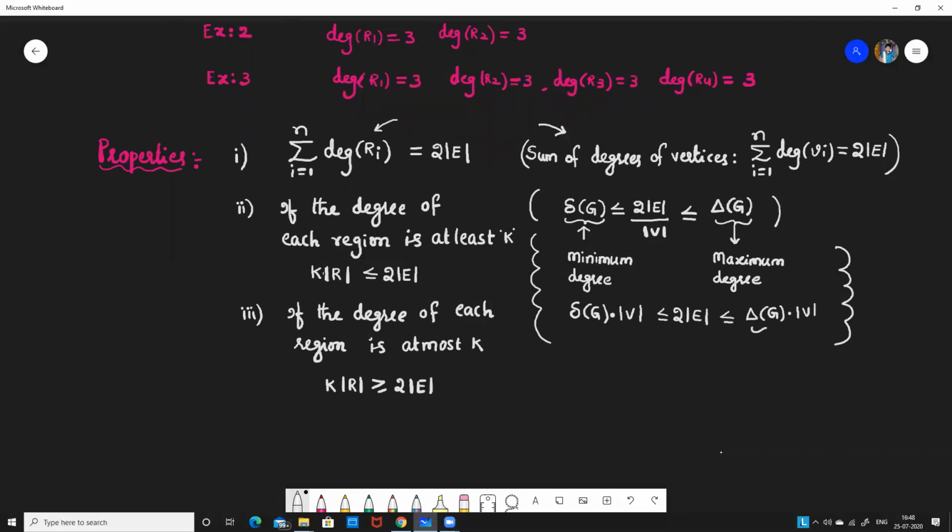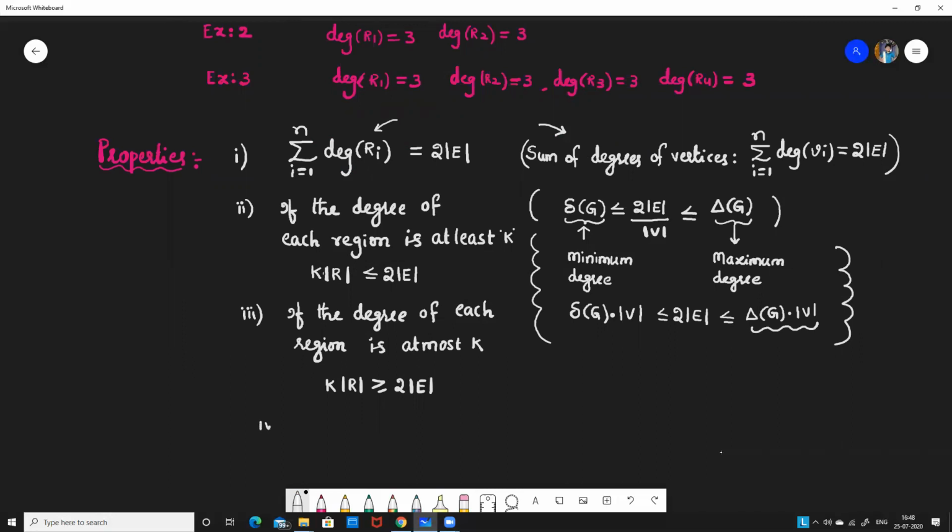Like in this example, please observe here. Capital delta of G is the maximum degree. Maximum degree times the total number of vertices must be greater than or equal to 2 times edges, right? The same way, k times r must be greater than or equal to 2 times edges.